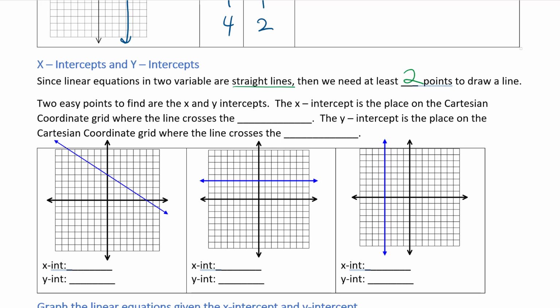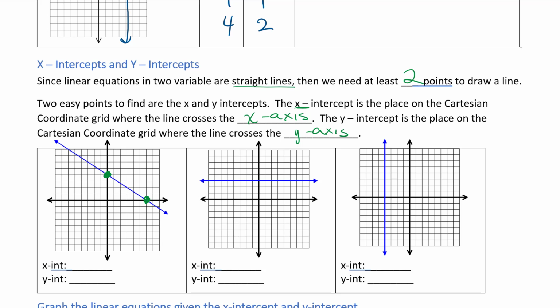The x-intercept is the place on the Cartesian grid where the line, like if I'm talking about the blue line here on one of my graphs, where the line crosses the x-axis. That's what the x-intercept is. It makes sense. It's intercepting the x. So the y-intercept is the place on the Cartesian coordinate grid where the line crosses the y-axis. So looking at these pictures, this blue line crosses the x-axis and it crosses the y-axis.